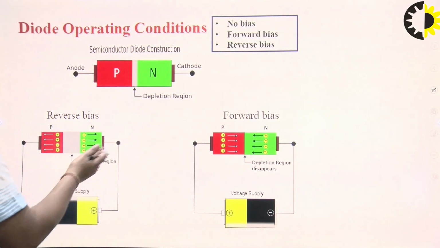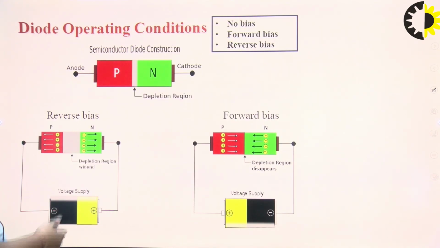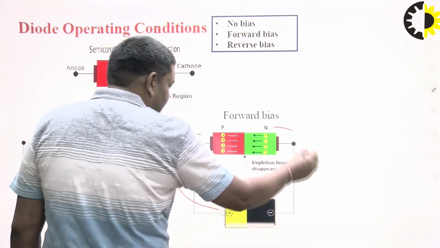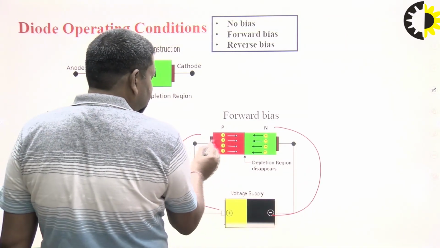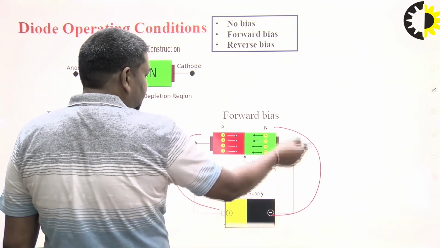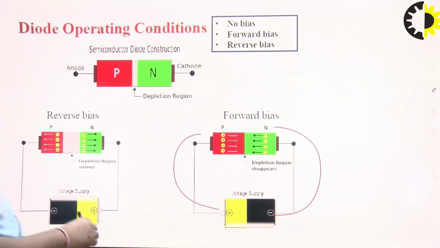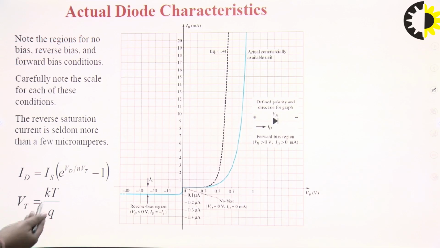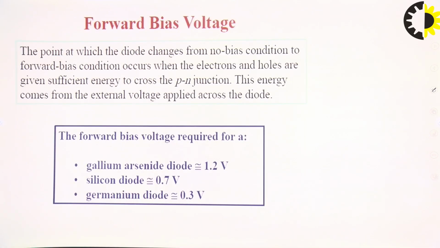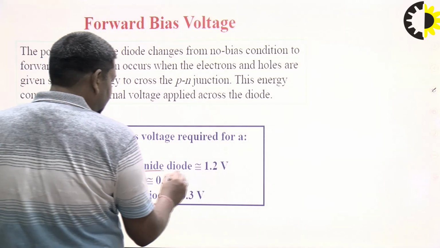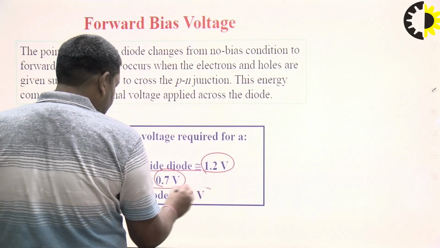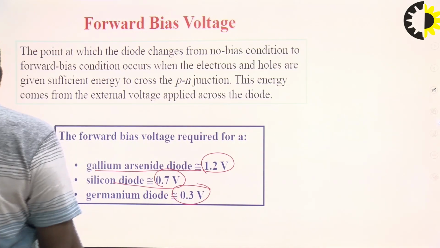Forward bias and reverse bias are applied using a battery. In forward bias, the P-type terminal is connected to the positive and the N-type to the negative. Holes migrate from P to N and electrons migrate from N to P, so the current flows in the direction of the hole flow. This is the practical characteristics. I also introduced the gallium arsenide diode, whose cut-in voltage is 1.2 volt; the silicon diode is 0.7 volt, and the germanium diode is 0.3 volt.